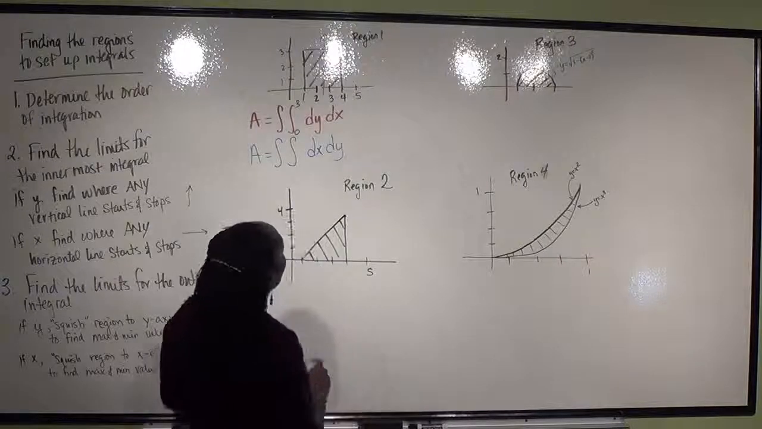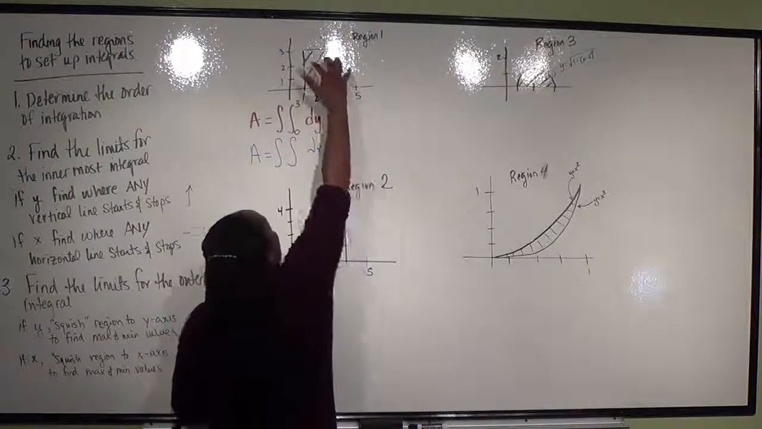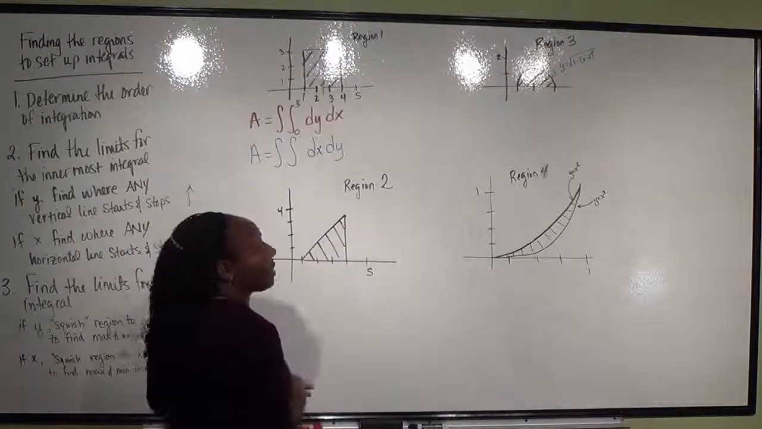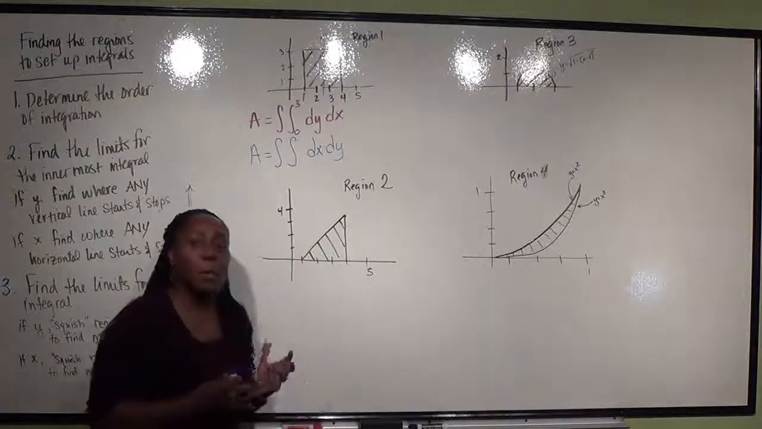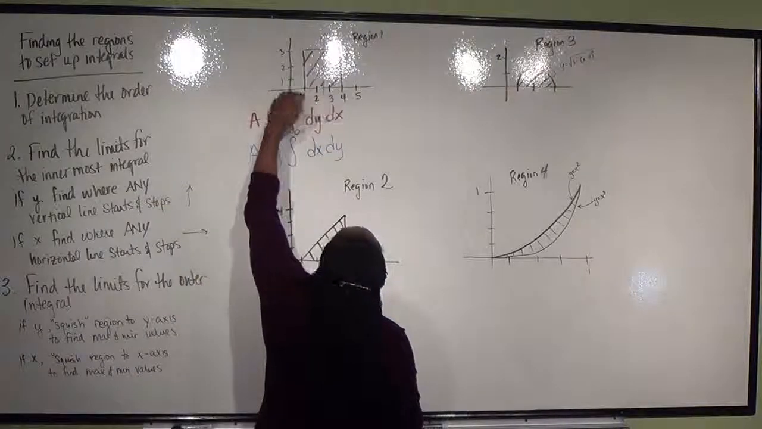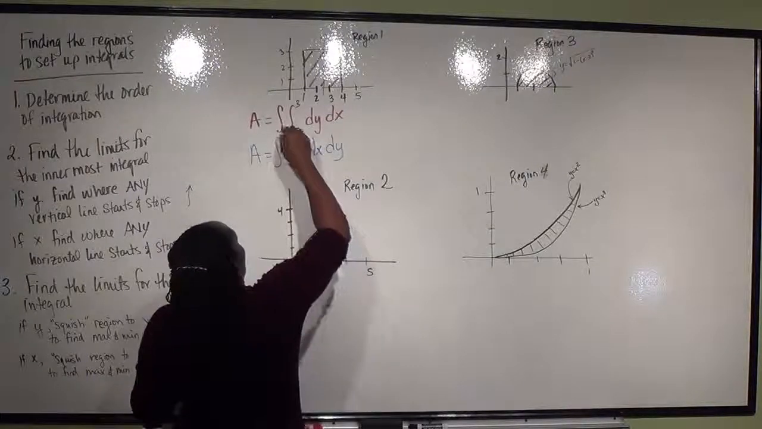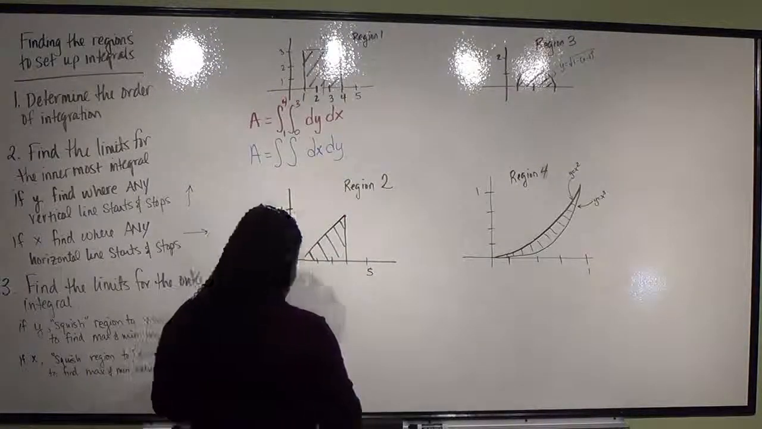Okay? And then for my outer limits, because my outer limits are x, again I can think of mentally squishing this down to the x-axis and figuring out what that imprint looks like. And here again we can see nicely, if I squish that down, I'm basically just going to get an interval from 1 to 4. Okay.